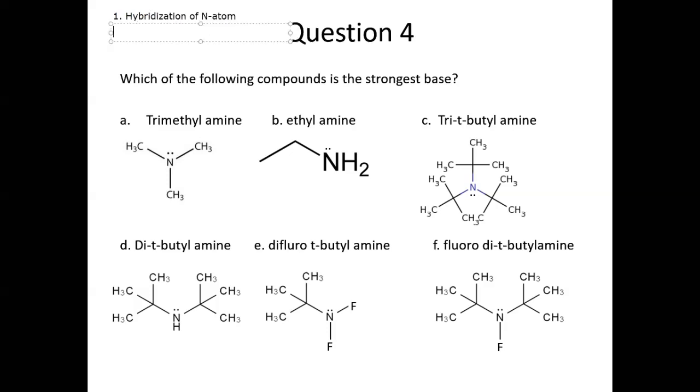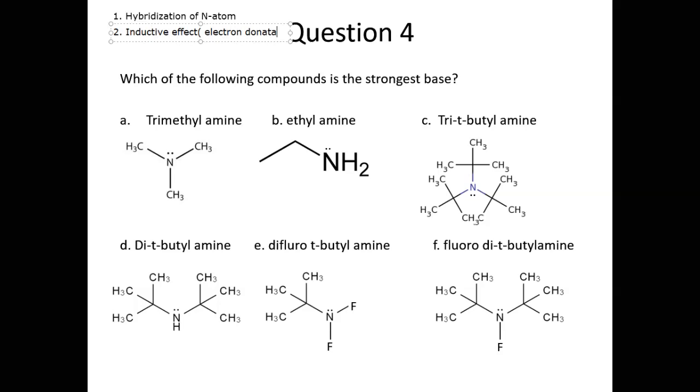Then we look at what's called the inductive effect. For the inductive effect, we're looking at electron donating groups. So which bases have electron donating groups on them? Not electron withdrawing. For bases, you want electron donating because it's going to pump electron density back into that reaction center, because the reaction center for a base is that lone pair on that nitrogen.